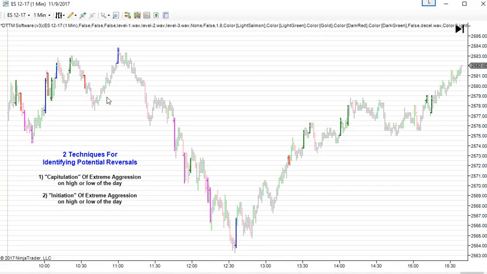Again, I've taken off the boxes, I've taken off the zones, which are other techniques we use to really make sense of the market. I just want to focus on this simple idea for identifying potential reversals.